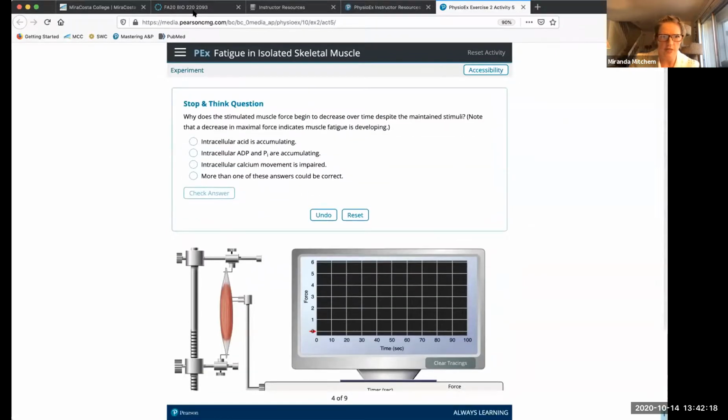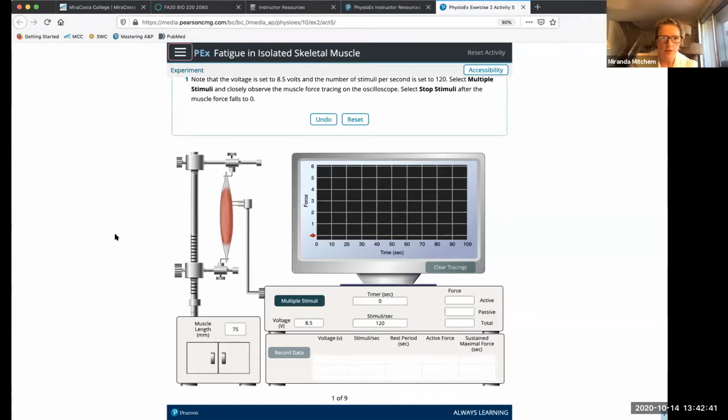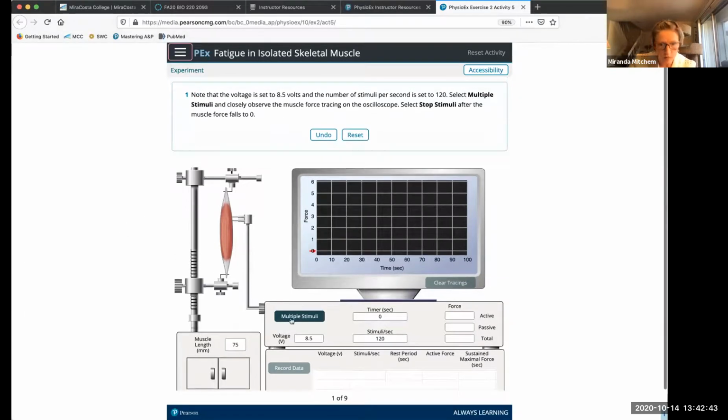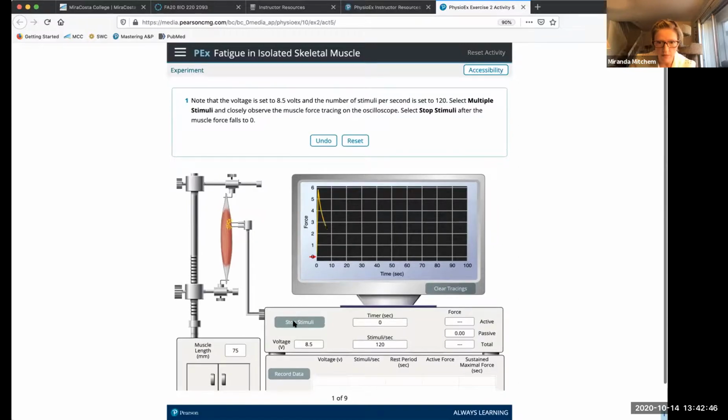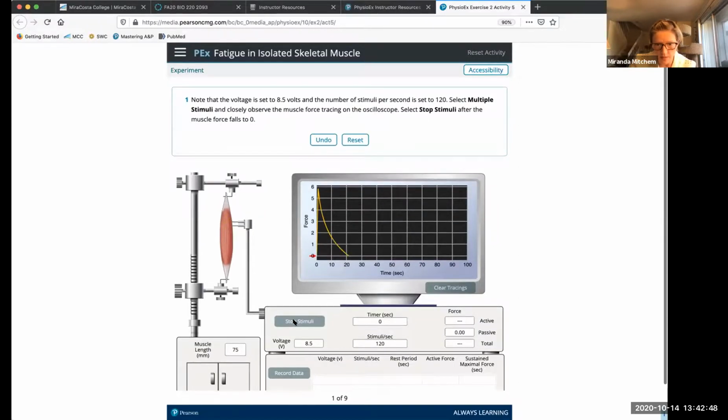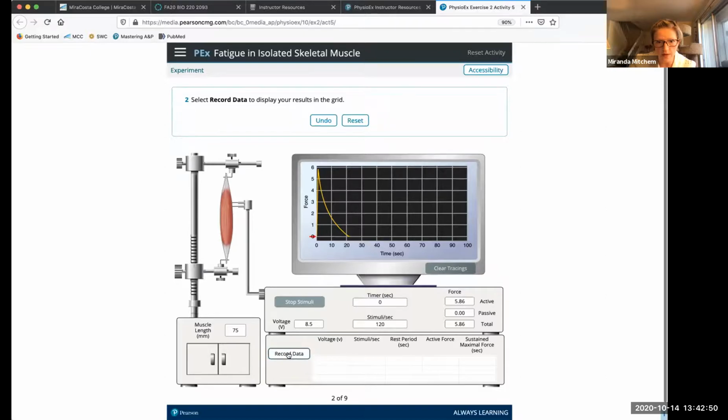Let me go ahead and set that up from the beginning again. Sorry, it's a good activity to do, but I'm not quite sure why. I must have skipped a step. Okay, so let's start over. Okay, so we're going to do that again. Stop it when it gets to 0. There we go. Record data.